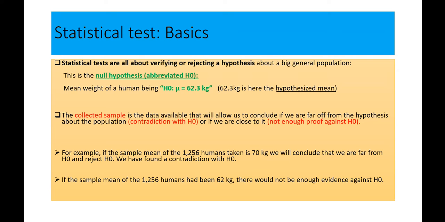All right, so remember, the null hypothesis is about the population. Here we want to verify if the mean of the population is equal to 62.3 kilograms, and whether we reject this or don't have enough evidence to reject it, which probably means that the mean of the population is close to H0. So the collected sample is the data available that will allow us to conclude if we are far off from the hypothesis about the population. In that case, we say that we have found a contradiction with H0, or if we are close to it, there is not enough proof against H0.